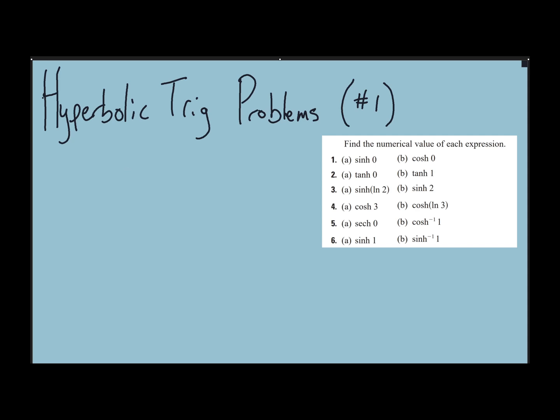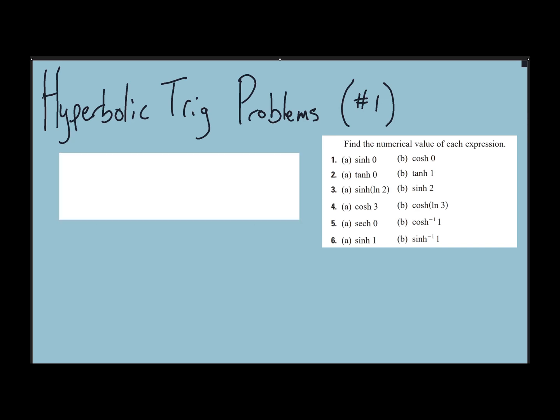So the first one asks for the hyperbolic sine of 0. And hyperbolic sine is negative e to the negative x plus e to the x divided by 2. We've talked about that a number of times. So that would be negative e to the negative 0 plus e to the 0 over 2. Well, anything to the 0, which includes negative 0, is 1. So it's going to be negative 1 plus 1 over 2. That's going to be 0. That was easy.